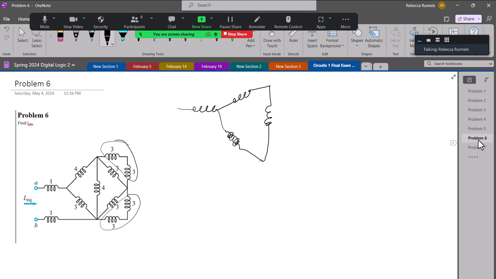So these three together become 6. These three together become 6. And they are in parallel with a 3 Henry inductor. So the 6 in parallel with the 3 would be product over sum, so that's 18 over 9, which is 2. So then I can redraw it.